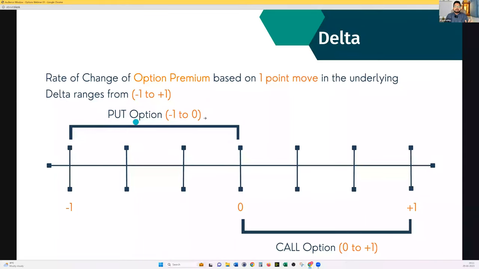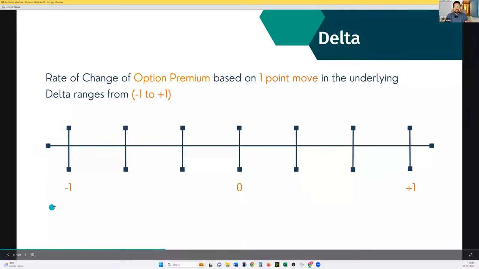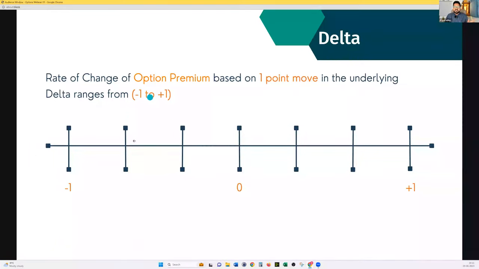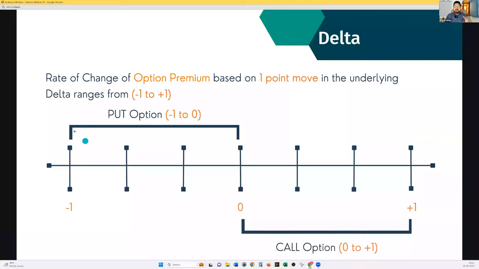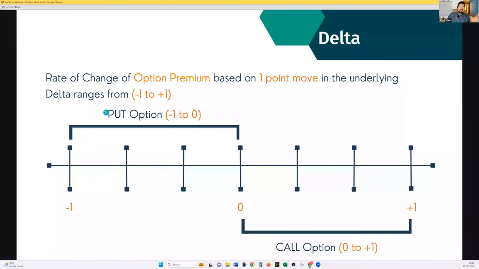You can see the put option premium will have a delta of negative 1 to 0. The call option will have the value from 0 to plus 1. So I clearly explained that delta ranges from negative 1 to positive 1. Call options carry 0 to plus 1, which clearly means that the positive deltas are taken from the call side. The negative delta is on the put side, negative 1 to 0.